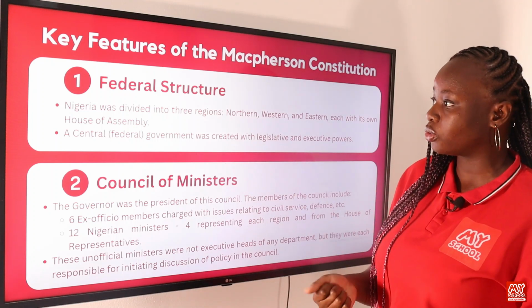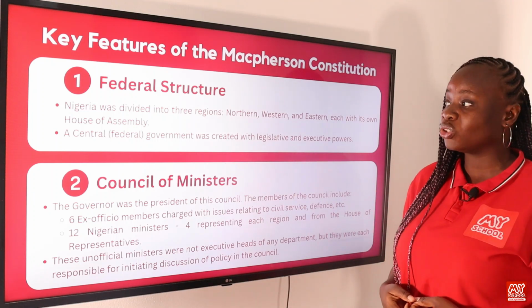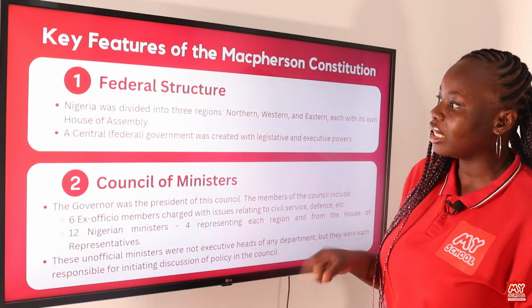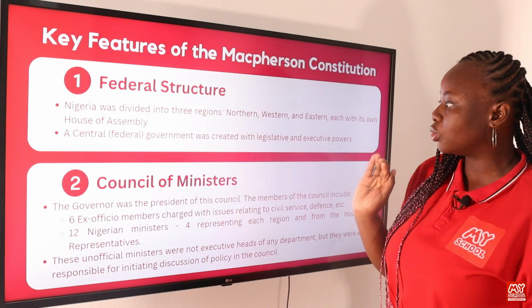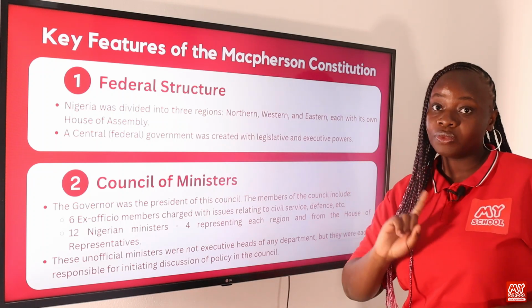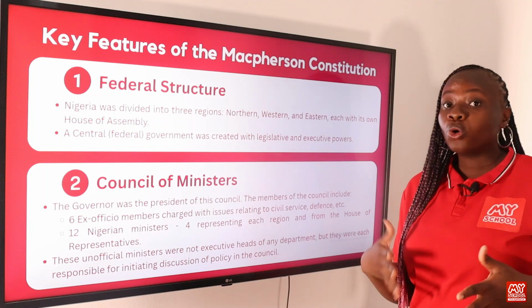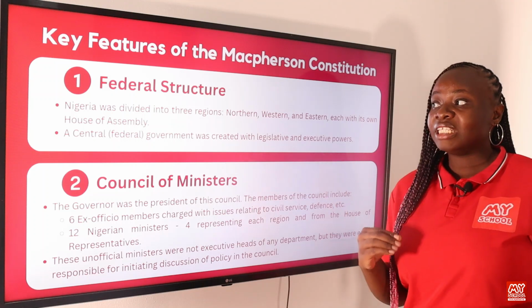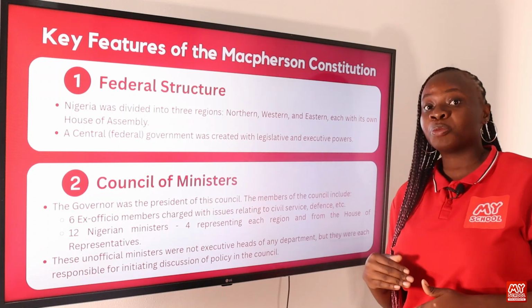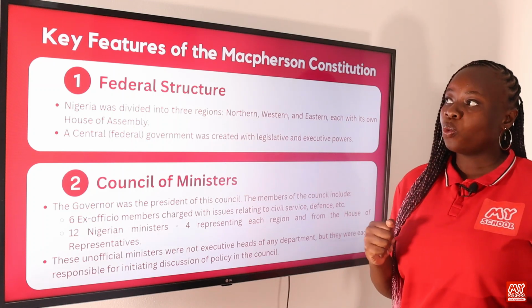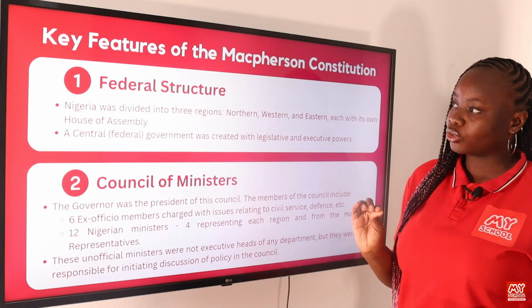One of them is the federal structure. Nigeria was divided into 3 regions, the northern, western, and eastern, each with its own House of Assembly, and a central federal government was created with legislative and executive powers. So this is different from the Richard's Constitution. Although the Richard's Constitution advocated for regionalism at the time, they had not started dividing responsibilities among the central government and the region. So this was adopted under the Macpherson Constitution.